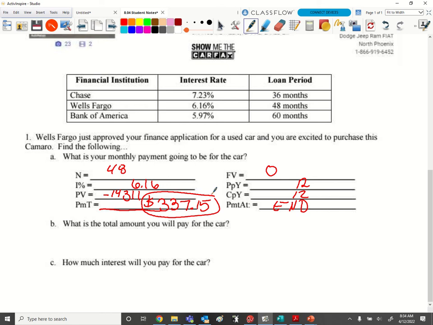All right, so B, what's the total amount you will pay for the car? Now, if you guys were paying attention on the other set of notes, what is that? The total amount. What did I call that yesterday? We did that yesterday, didn't we? You could look at yesterday's notes. You don't just have to look down and hope you don't make eye contact.